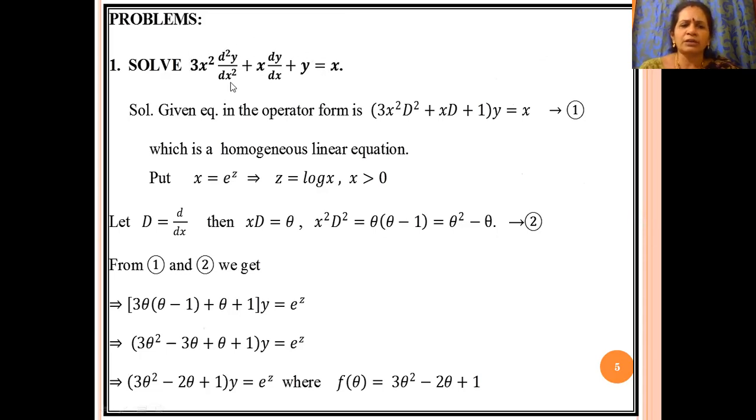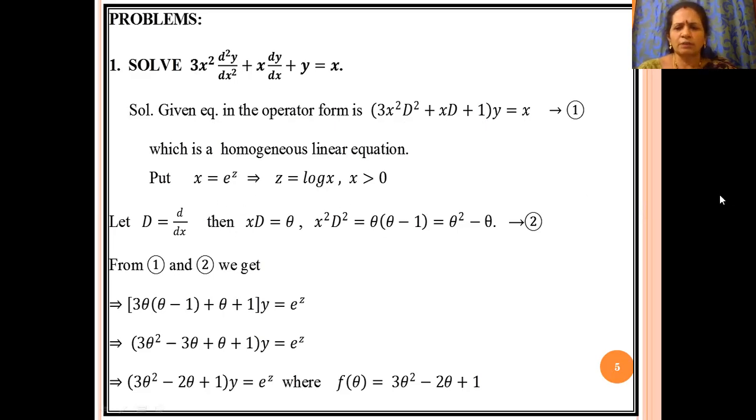Now first of all, write down this equation in the form of the differential operator D. So the given equation in operator form is (3x²D² + xD + 1)y = x. Let it be equation 1, which is a homogeneous linear equation.